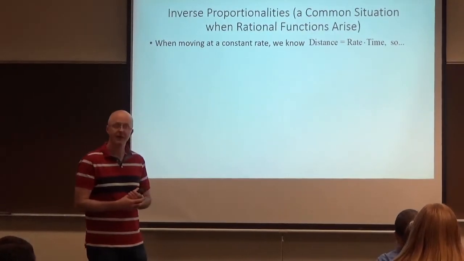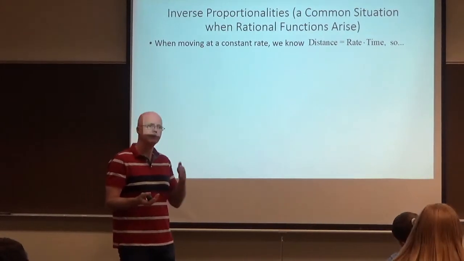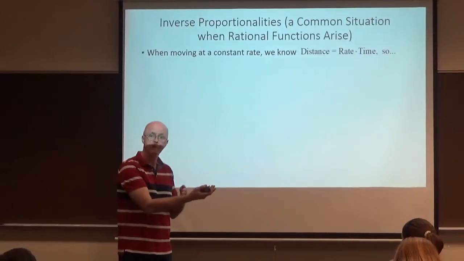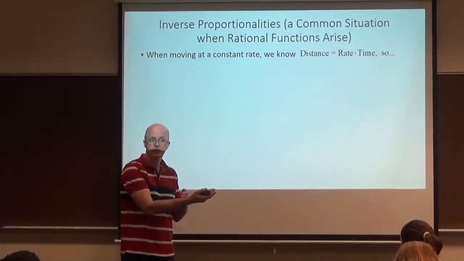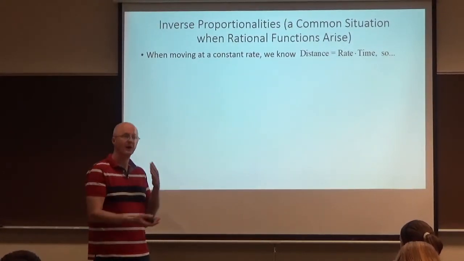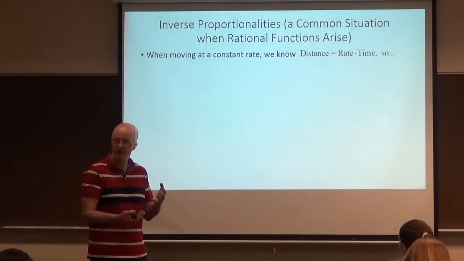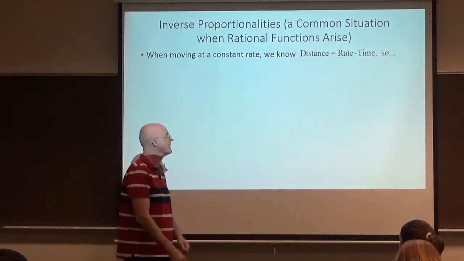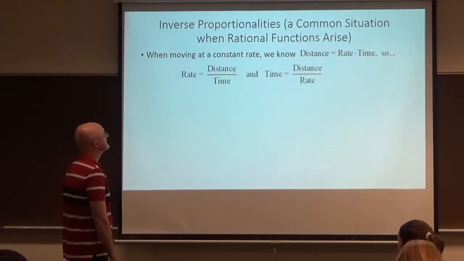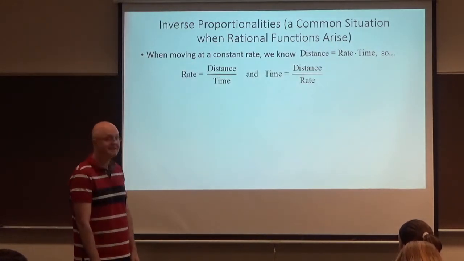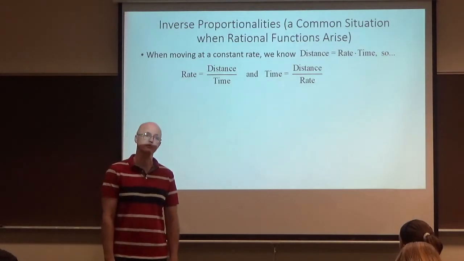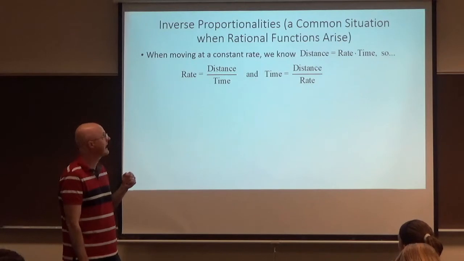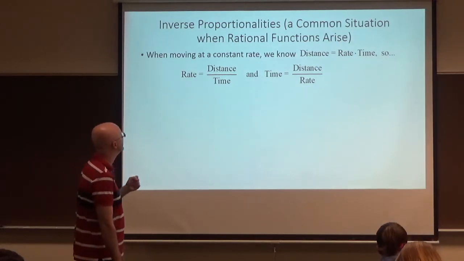Distance is proportional to rate. It's also proportional to time. If you're going at a constant speed of 60 miles an hour and you double the amount of time of travel, then you double the distance as well. If you are going 60 miles an hour and you travel for 1 hour, you go 60 miles. If you travel for 2 hours, you double that to 120 miles. But this also means that rate and time are inversely proportional.